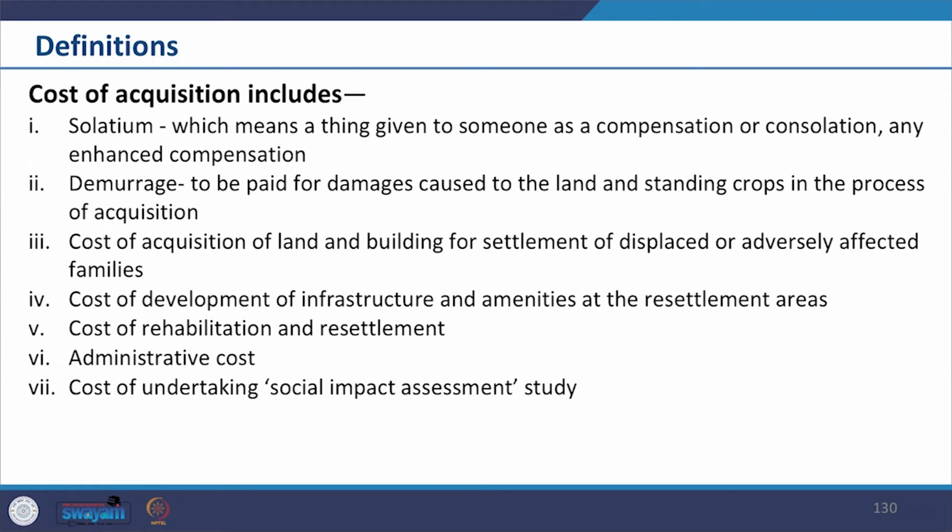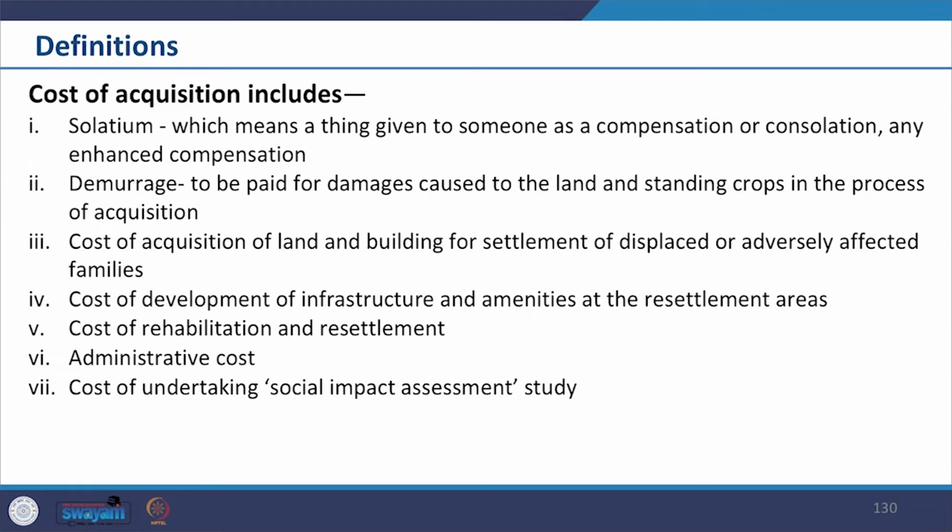The other component would be demurrage, a charge payable to the owner of a chartered ship on failure to load or discharge the ship within the time agreed. So, whatever the loss or the damage that has happened because of not fulfilling the duties, that is demurrage. And that also has to be paid for the damages caused to the land and standing crop in the process of acquisition.